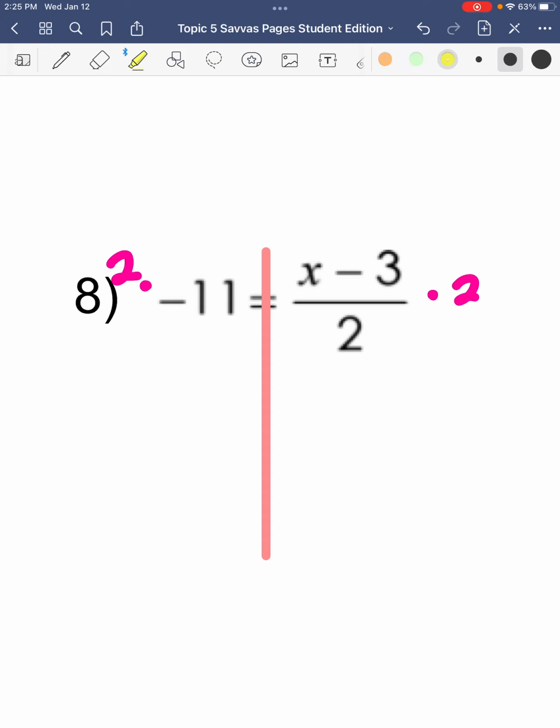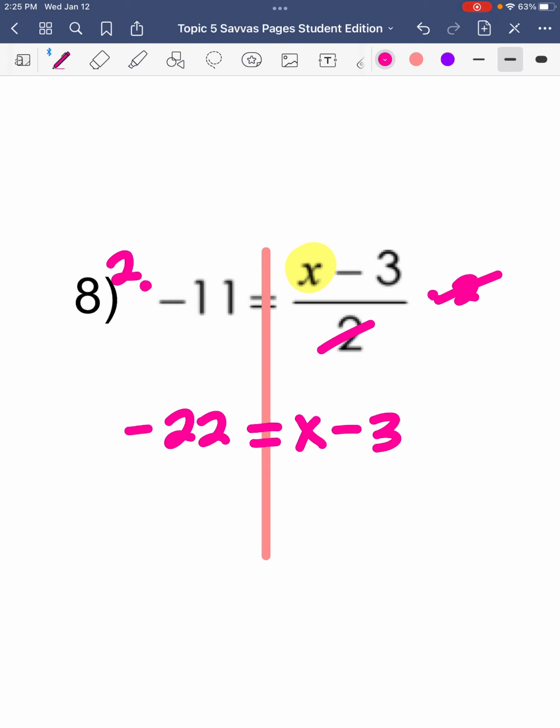Now, on the side with the x, because that's what I'm trying to get by itself, I know that these 2's are going to cancel out, and I'm left with x minus 3. Now, on the other side, I have 2 times negative 11, which is negative 22. Okay, so now I'm still trying to get this x by itself. And it's connected to a negative 3. It's subtracting 3. So how do I undo subtracting 3? Well, I add 3. And I do that on both sides.